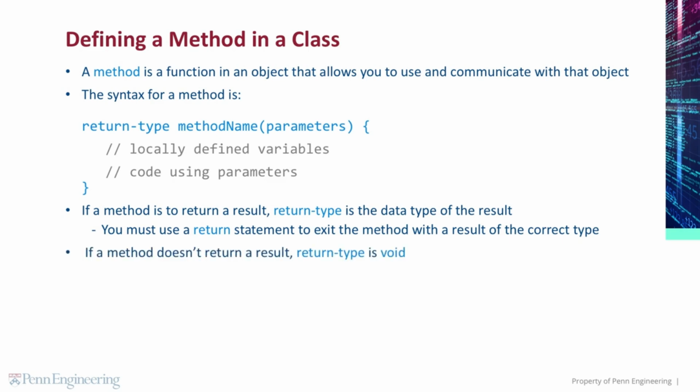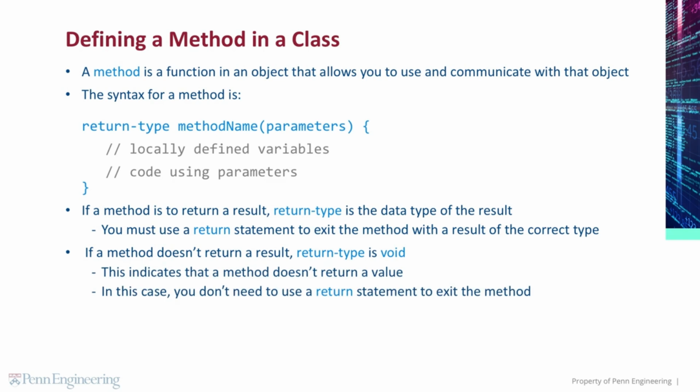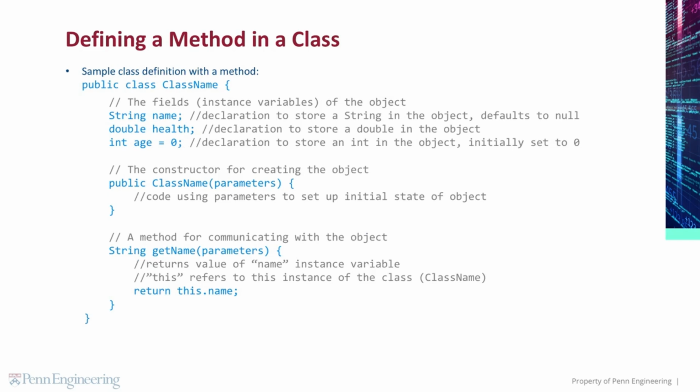If a method doesn't return a result, return type is void. This indicates that a method doesn't return a value. In this case, you don't need to use a return statement to exit the method. Here's a sample class definition with a method. The method is called getName, and it returns the value of the name instance variable. This refers to this instance of the class.